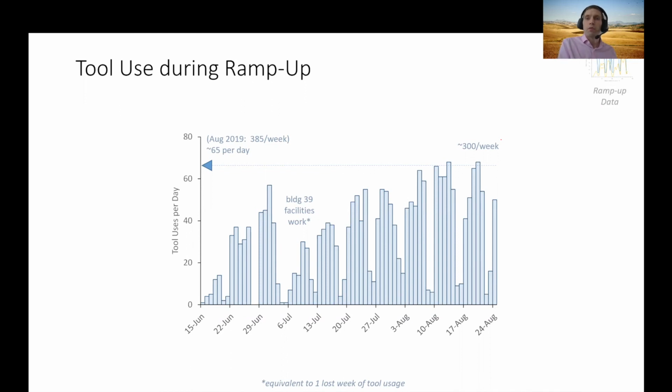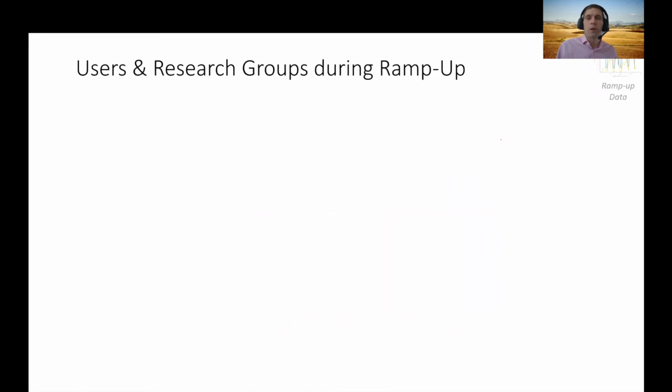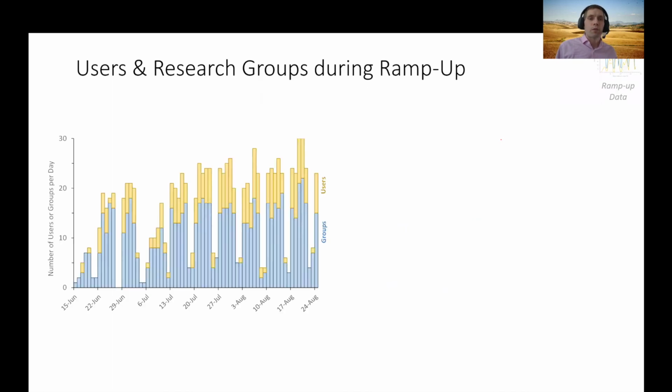This is the number of tool users. The other question you may have: how about the number of people and what they do? We can look at that as well, both for users and the number of research groups. How many people and how many different labs are utilizing the facility right now in August. So here's the data for that.